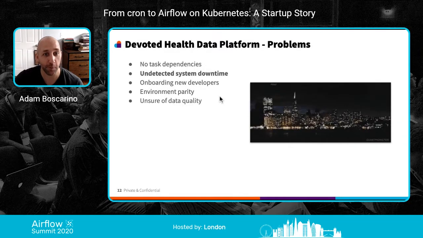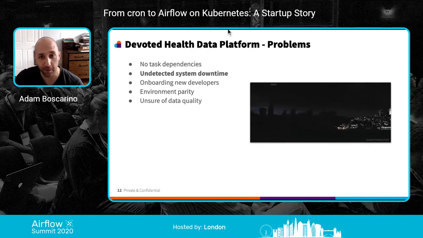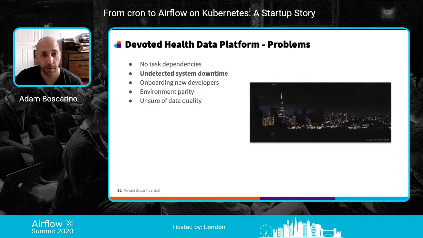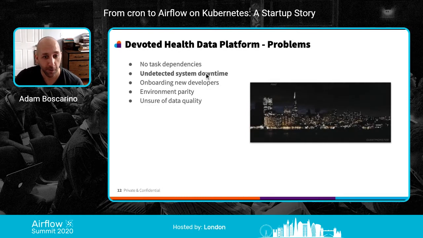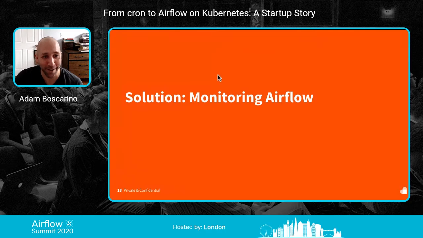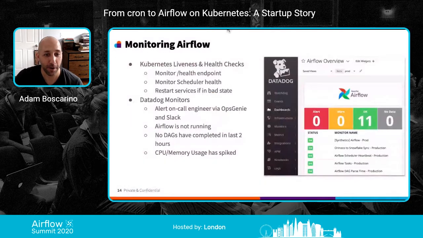So now we had Airflow running, but we still had the possibility of undetected downtime. And we solved this, again, maybe obvious, by monitoring Airflow. And how do we monitor Airflow? Our first line of defense against downtime was to take advantage of some features of Kubernetes, liveness checks and health checks. So these are constantly checking Airflow to make sure that the services are in a good state. And if they're not, they'll restart the pods automatically. And sometimes unplugging something and plugging it back in is the easiest way to fix a problem. So these actually do prevent a good chunk of alerts we might otherwise see.